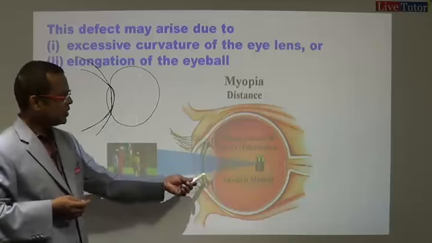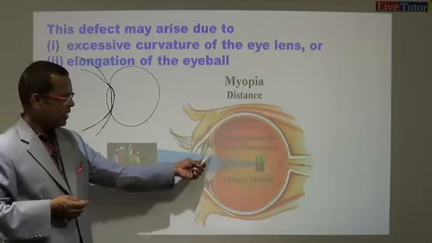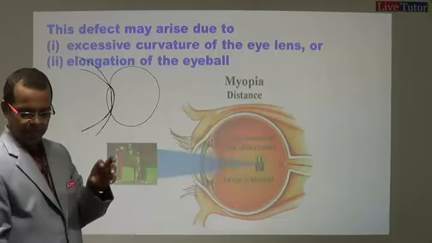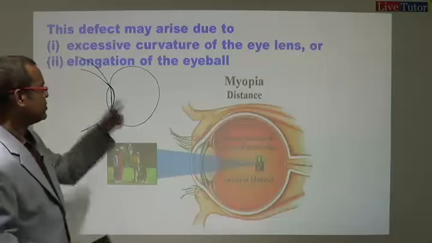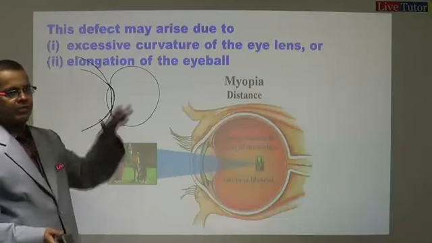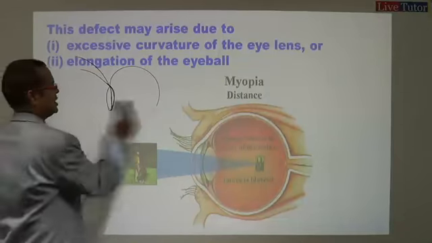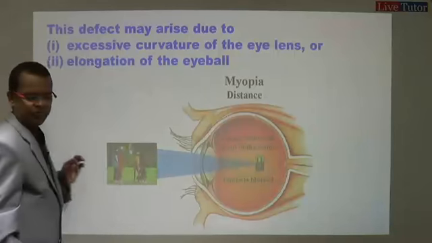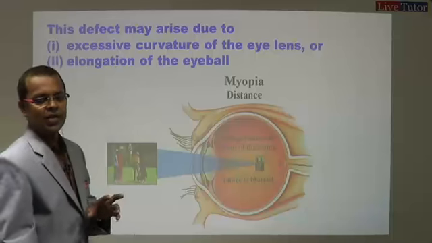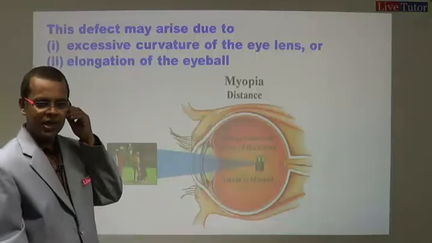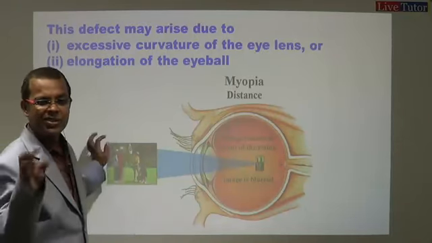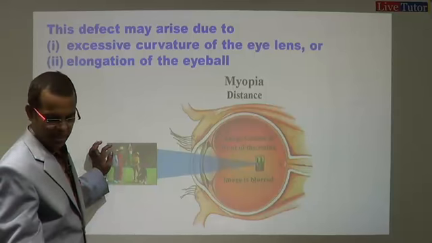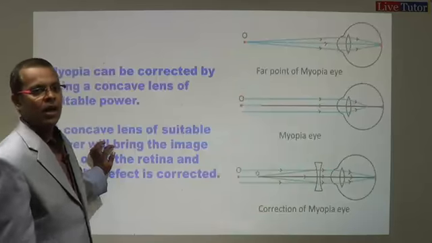This may happen due to a fault in the lens itself, or due to the eyeball. When the eyeball is elongating, that will also result in excessive curvature. So both will result in the myopic defect. That is why those people who have got myopia, what will they do? They will shrink their eyes a little bit, because they find it difficult to see the images, right?